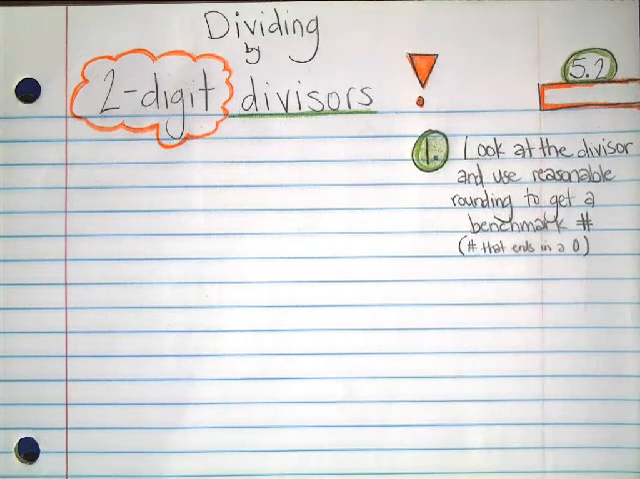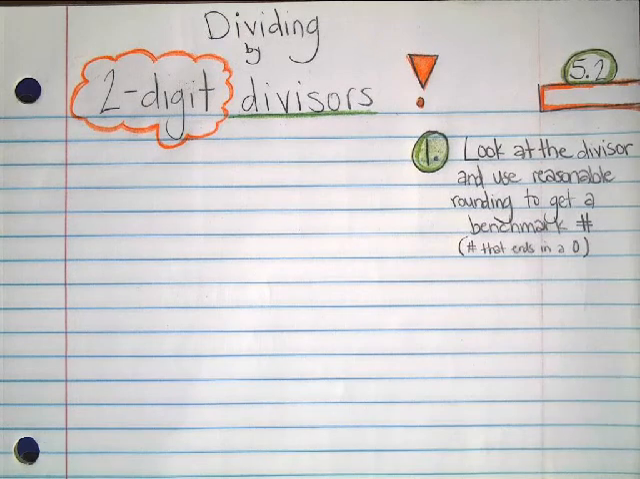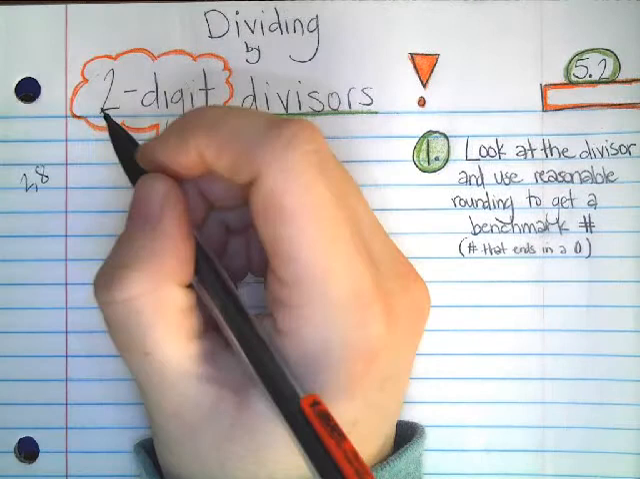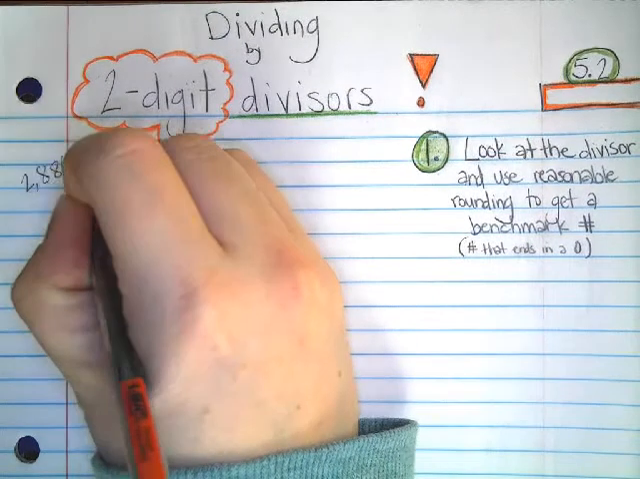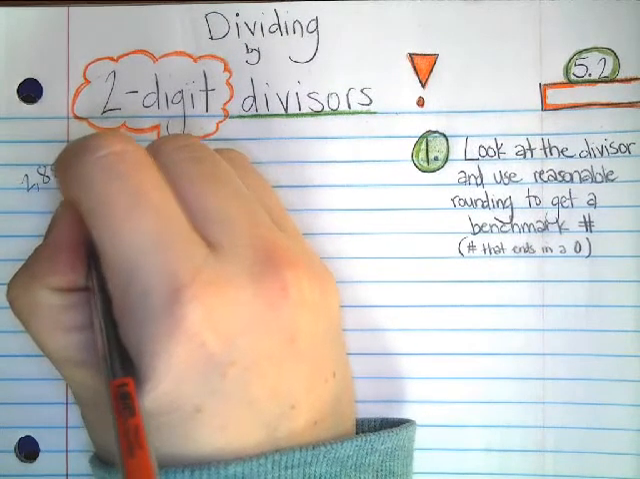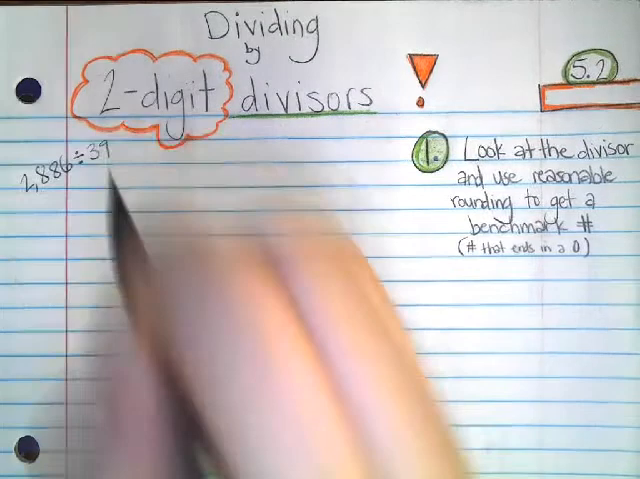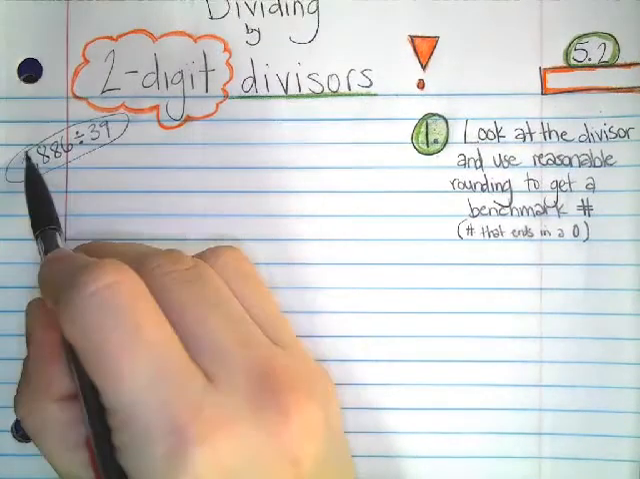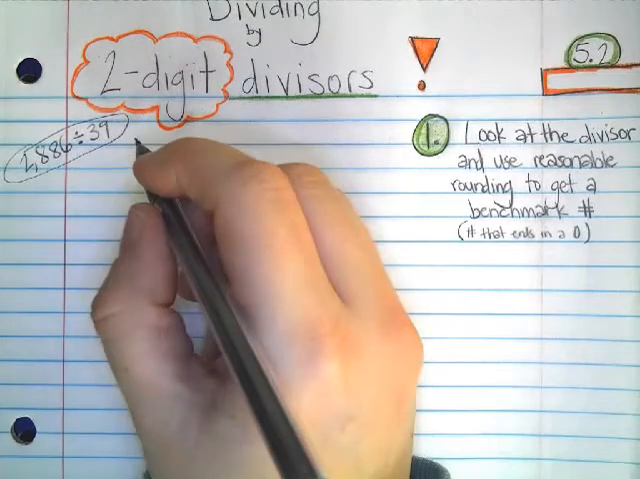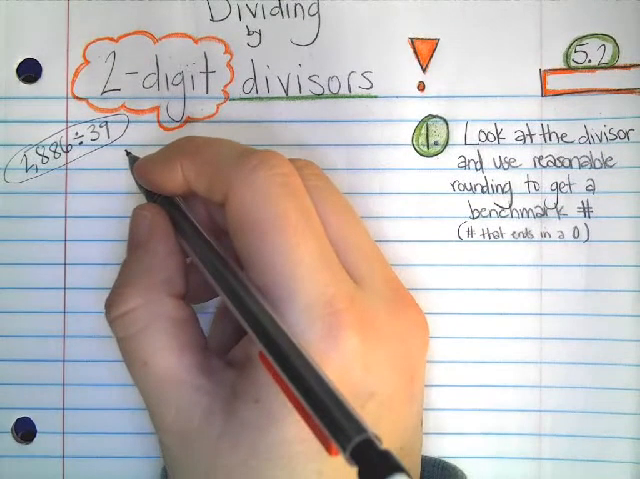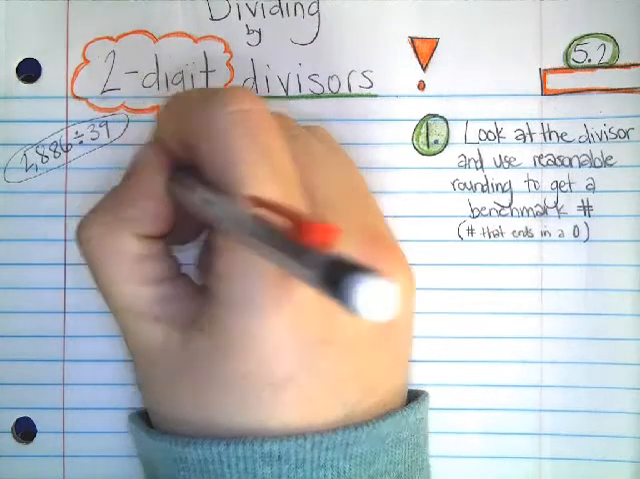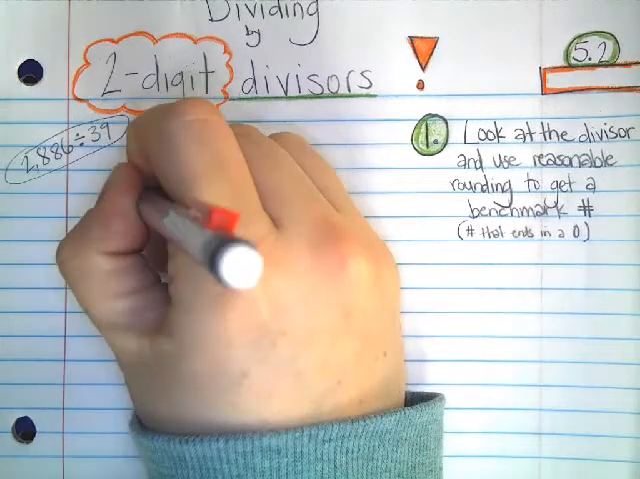So the problem is going to be 2,886 divided by 39. So I'm going to write that diagonally. 2,886 divided by 39. That's the problem that we're working on. And so what we're going to do is let's do it with the place value sections, okay? So remember, for place value sections, we draw the box.